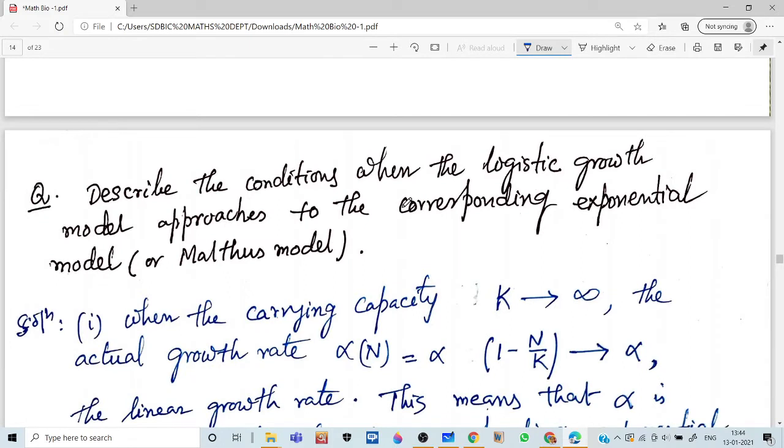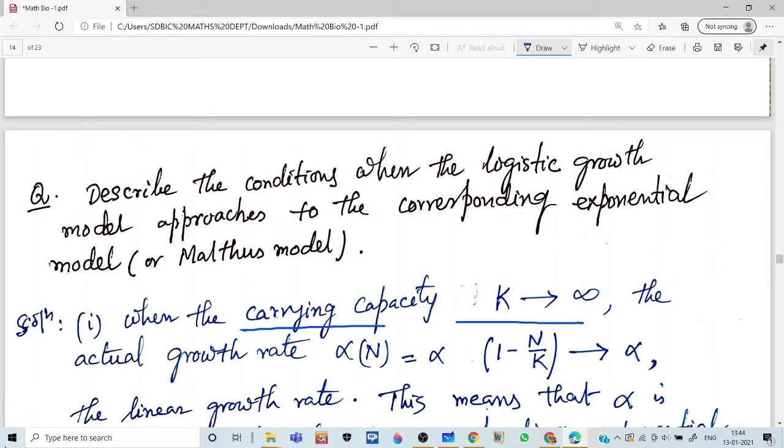Describe the condition when the logistic growth model approaches the corresponding exponential model, the Malthus model. The logistic growth model tends to the Malthus model depending on some conditions. First condition: when the carrying capacity K tends to infinity.